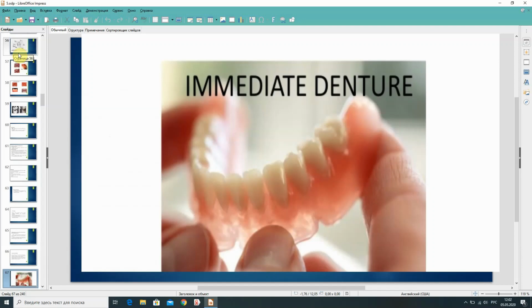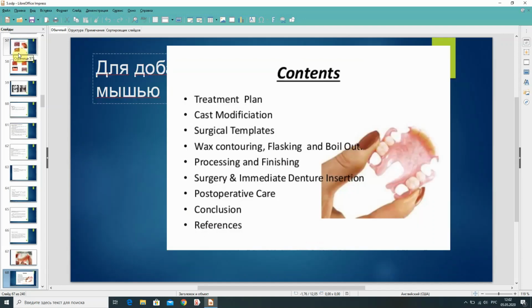Immediate denture. Contents: treatment plan, cast modification, surgical templates, wax contouring, flasking and boil out, processing and finishing, surgery and immediate denture insertion, postoperative care, conclusion, references.